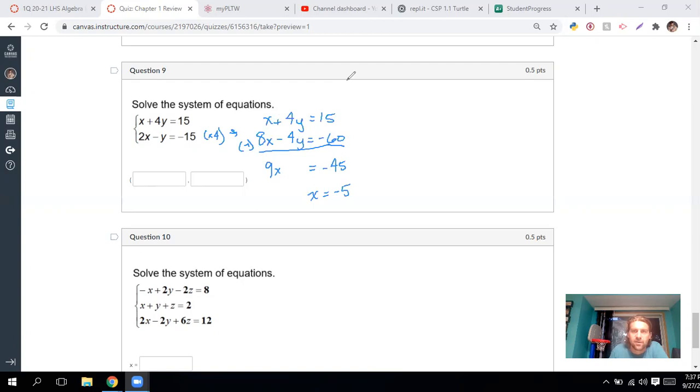Now to figure out what y would equal, we're gonna take one of these numbers and plug it in to solve for y. I'm plugging it into the top here. We get -5 plus 4y equals 15. Add the 5 over, 4y would equal 20. And divide, y would equal 5. So we got -5, 5. And let's just double check this on Desmos real quick.